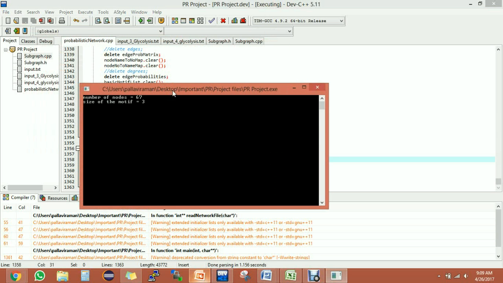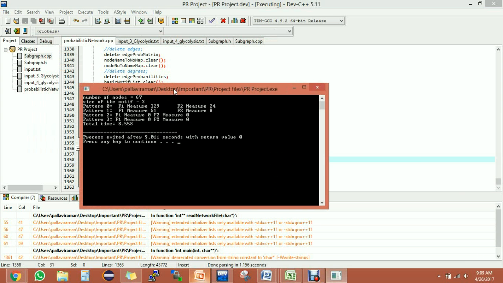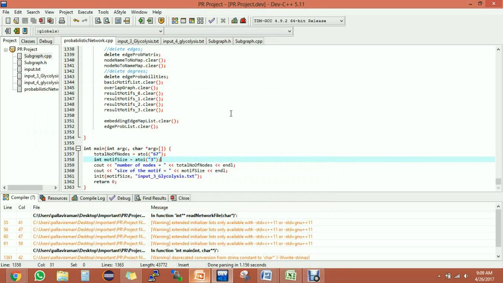As you can see, the number of nodes is 67 and the size of the motif is 3. So it has calculated the F1 measure for pattern 0, which is an angle. That means there are 329 overlapping sequences and 24 non-overlapping sequences. Let's see for motif size 4.